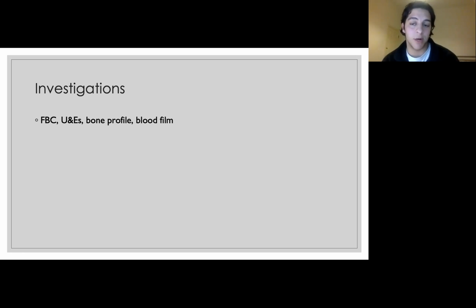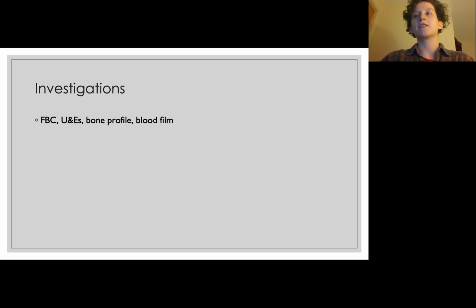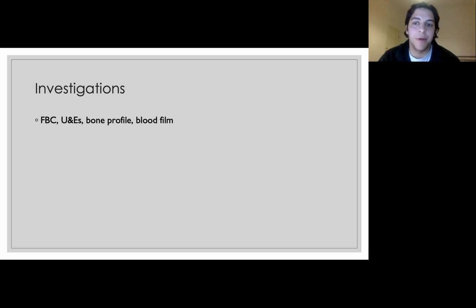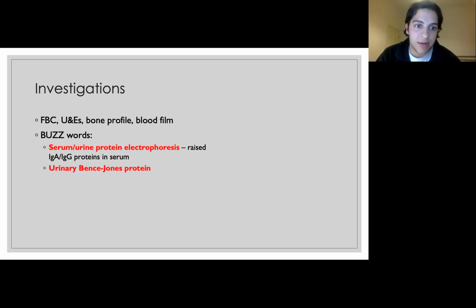Okay, so investigating myeloma. You'd want to start by doing an FBC, U&Es, bone profile, and blood film. In terms of investigating myeloma, again, there are a few buzzwords to learn for exams. Does anyone want to put anything in the chat? What certain investigations they want to do for myeloma? Someone said plasma electrophoresis. Okay, that's brilliant. So plasma electrophoresis is exactly what you do.